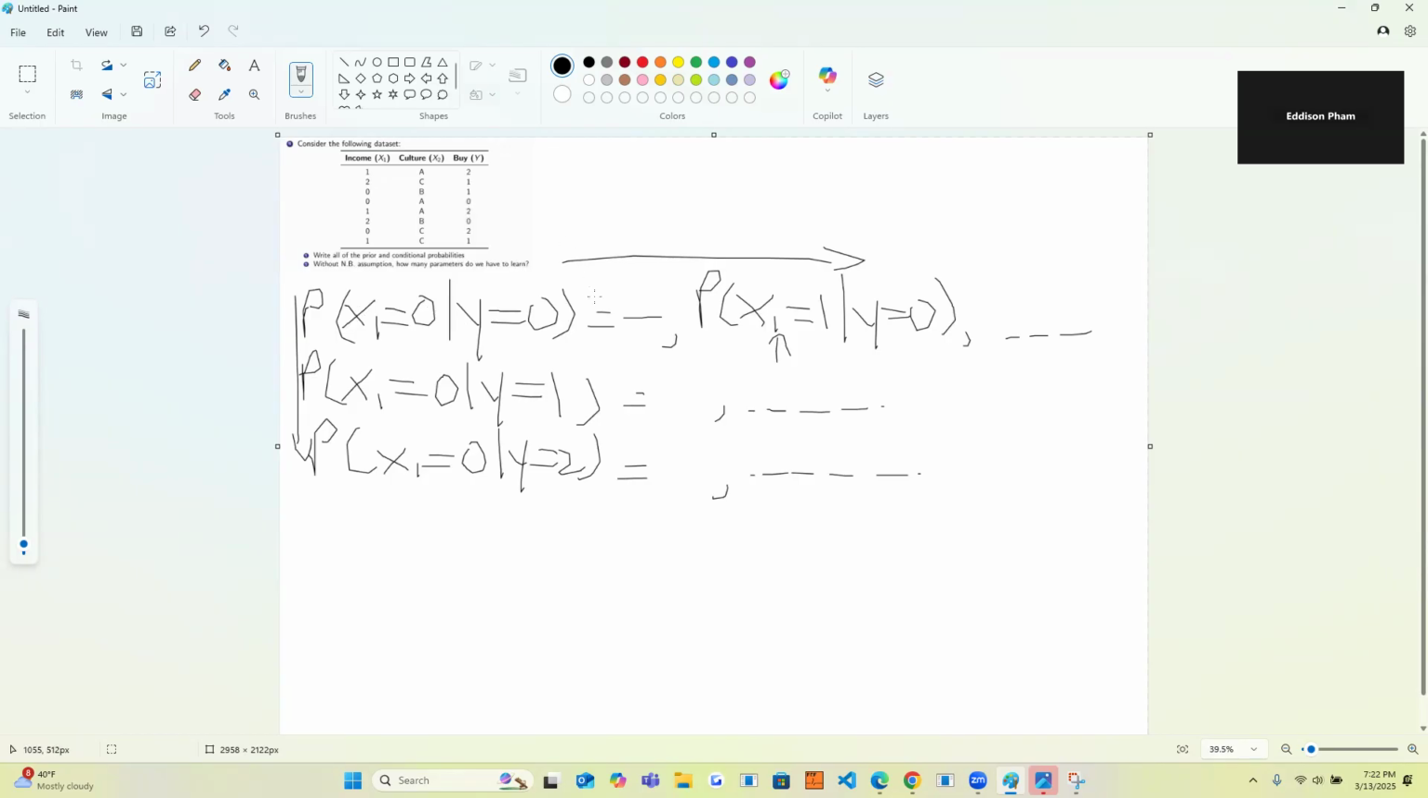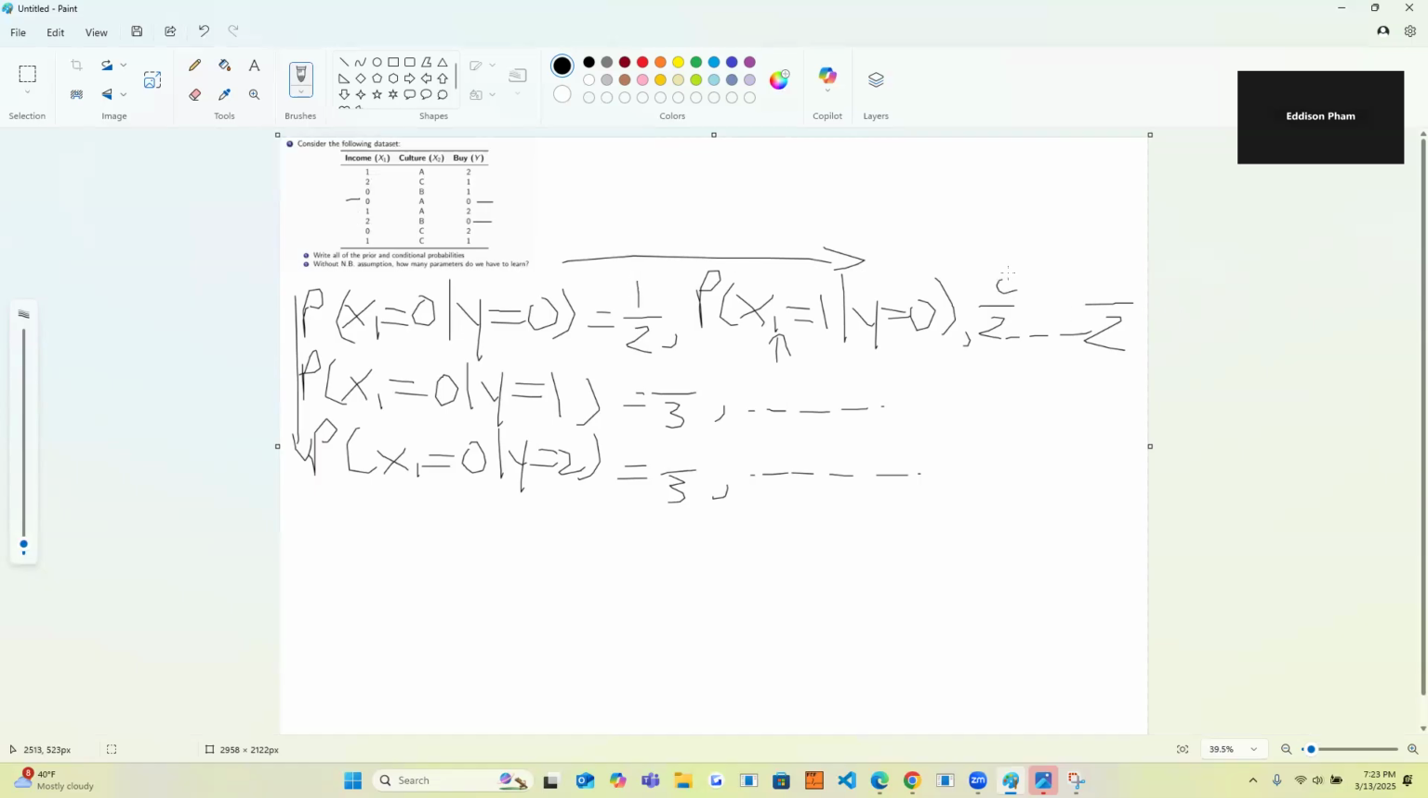Let's count. There are two instances when y is equal to 0. So this would be 2 divided by 2. For y equals 1, there are 3 instances, so it's divided by 3. For y equals 2, there are also 3 instances. From those instances, you would literally just count how many of these, so 0 and 0, have class 0. So one, just one.